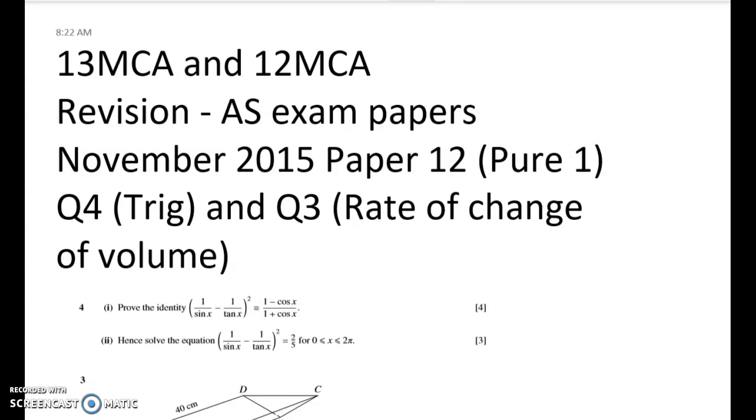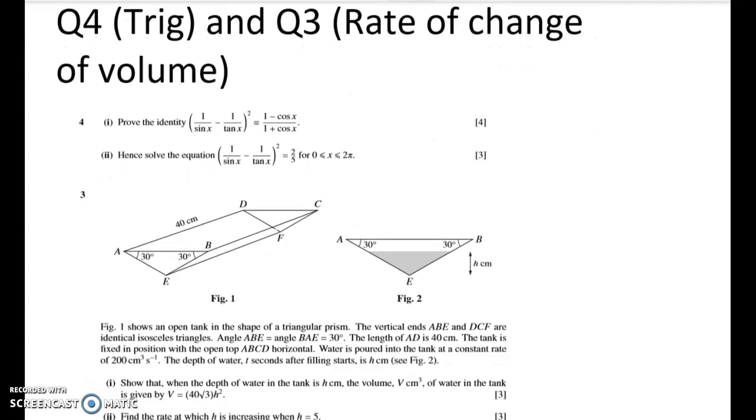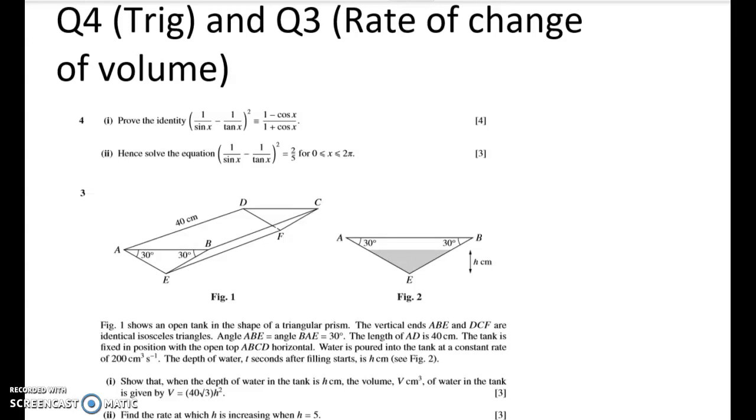This is the start of some AS exam revision that I'm going to do videos of. So here I've just picked out a couple of questions from one of the Pure 1 papers. There's one on trig and there's a differentiation question that looks really tricky but really is just the chain rule, and some Year 9 geometry.